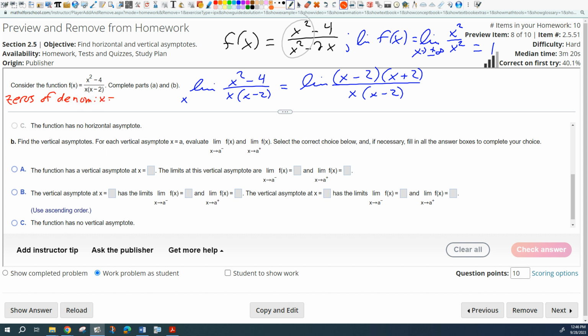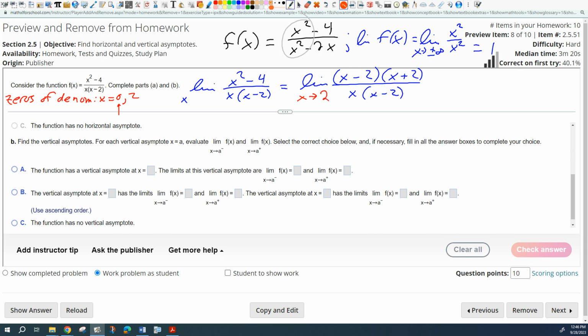Zero and 2, okay? Are any of those unique zeros of the denominator? 0 is, right? So right away, we know we definitely have a vertical asymptote at 0. What about 2? We don't know, because 2 is a shared 0 of the top and the bottom, right? So we have to do more work. We'd have to take the limit as x approaches 2.